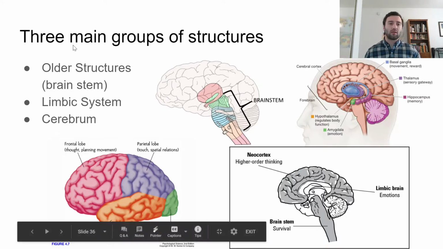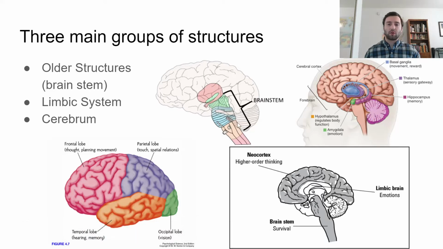So we're going to start at the very beginning with the older structures, which are generally considered the brain stem, which is this part right here. You can see that middle part. The second group we'll talk about is the limbic system, which is this piece right here. You can see these pieces that are basically wrapped around a lot of the brainstem, as well as the cerebellum at the bottom here.